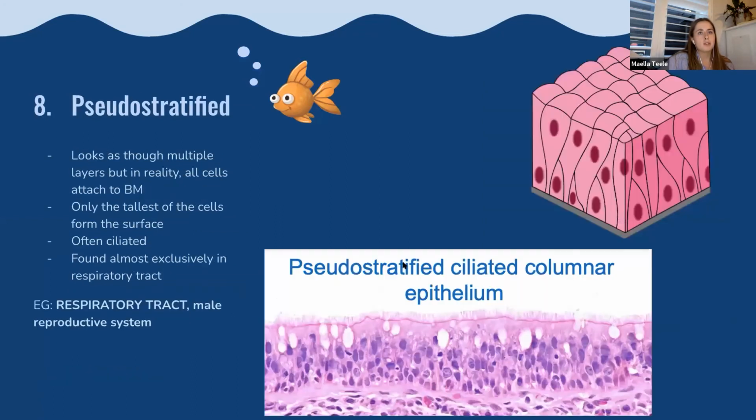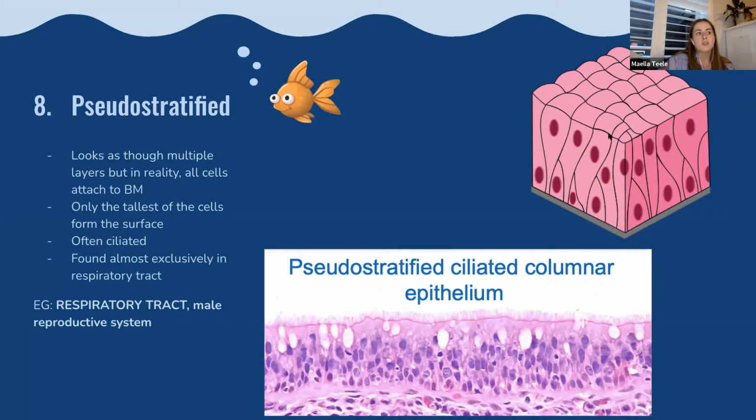Next up, we have pseudostratified, which is a bit of a tricky one because it looks like you've got multiple layers in your epithelium, but there's actually only 1 layer. All of the cells are attached to their basement membrane. So if you see here, every cell is attached to the basement membrane, even though it looks like it could be some stratified columnar or stratified cuboidal shape. So only the tallest of the cells actually form the surface. Some of the cells terminate a little bit earlier, but you won't see them because they're not forming the surface.